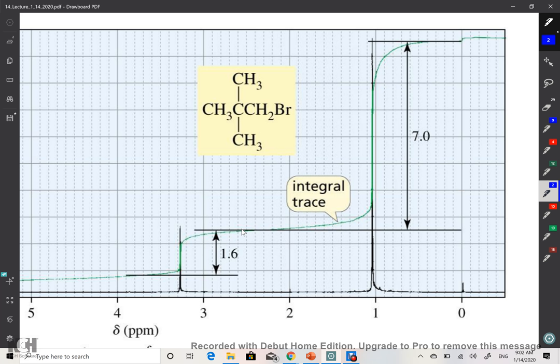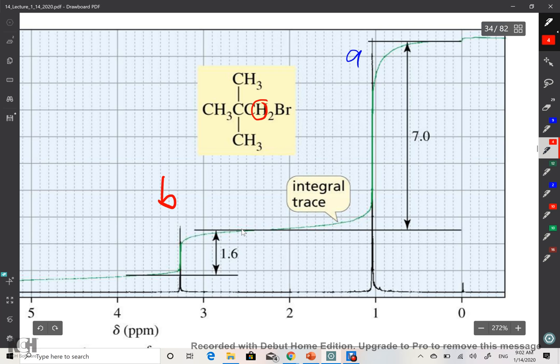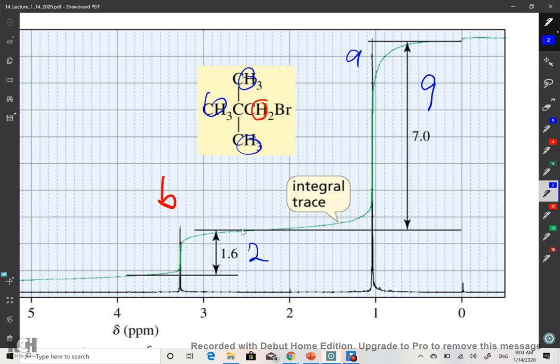That's the ratio. And you remember in this structure, we said the taller signal we call A and this one we call B. So this is B, and these are the hydrogens responsible for A. Another way you could represent this ratio is as 9:2. In that case, you've represented it in terms of the number of hydrogens: this signal is generated by 2 hydrogens, whereas this signal is generated by a total of 9 hydrogens.